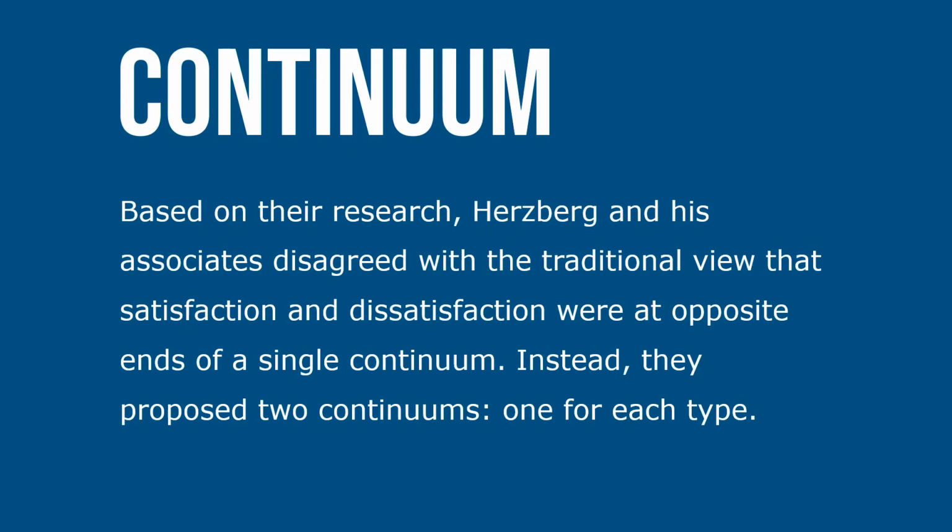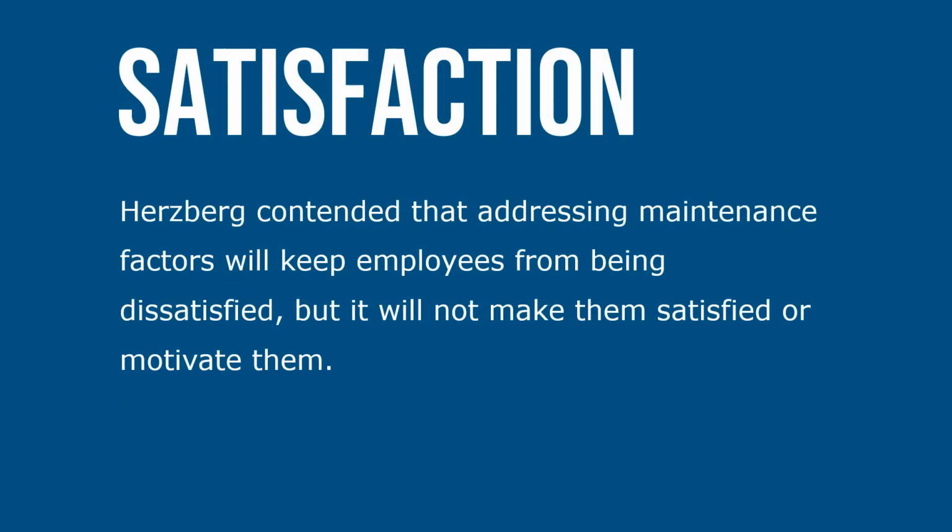Based on their research, Herzberg and his associates disagreed with the traditional view that satisfaction and dissatisfaction were at opposite ends of a single continuum. Instead, they proposed 2 continuums, one for each type. Herzberg contended that addressing maintenance factors will keep employees from being dissatisfied, but it will not make them satisfied or motivate them.